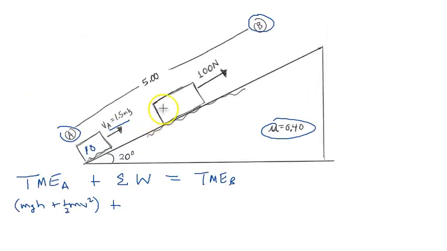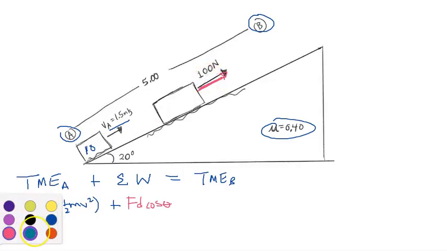Okay, what's tricky here is that this person is clearly an outside force. So we have F d cosine theta for the work done by the person or whatever is causing that. But you also have friction.